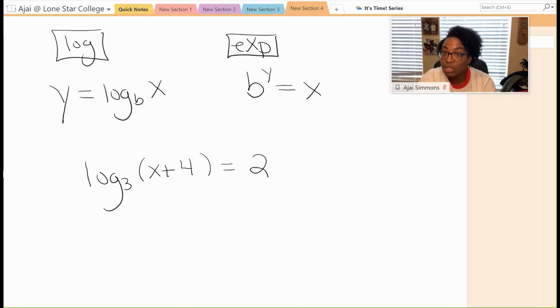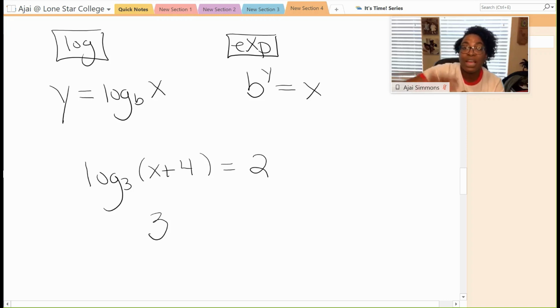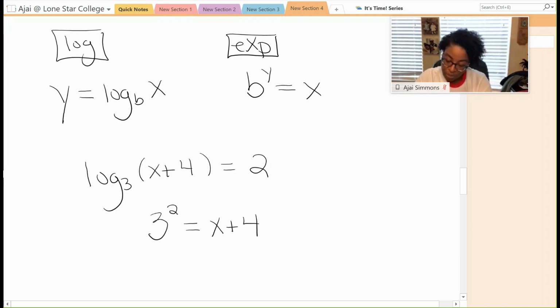So right now it's in log, right? Because you see log. If I took this problem and changed it to exponential notation, then I can actually solve it. So what's the base of this problem? The base is going to be 3. Now, the base 3 is with the x plus 4. I want to switch those. I want the 3 to actually be with the 2 now, and then I want the x plus 4 to be on the other side. So this is going to be 3 to the second power is equal to x plus 4.